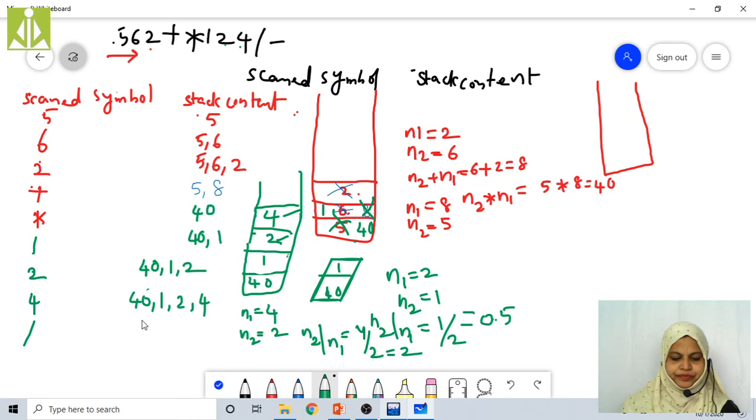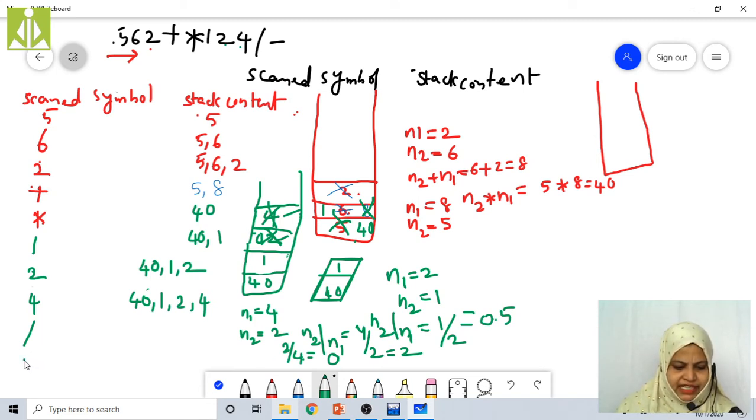So here you have to insert, see here, 2 comma 4 is there. n2 divided by n1, so 2 divided by 4. What is the value of n2 here? n2 is 2, 2 divided by 4, that is 0, right? So here 40 comma 1 comma 0. So divide is done. Next you have to insert this minus.